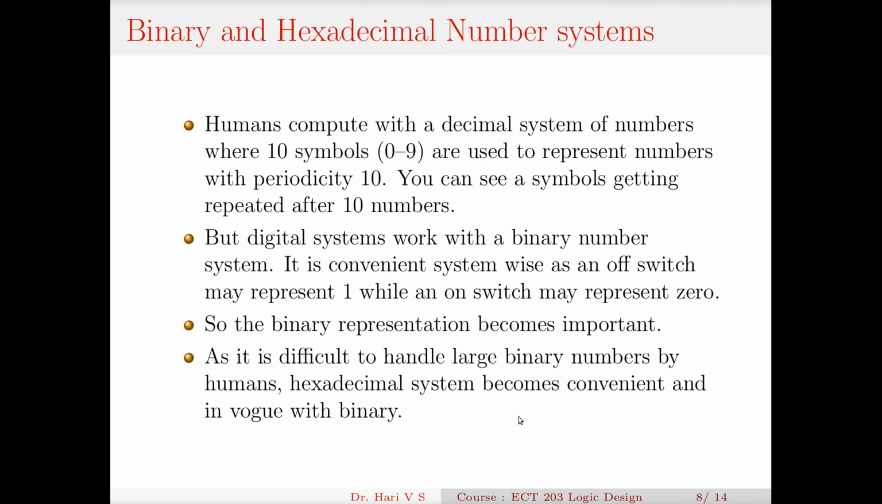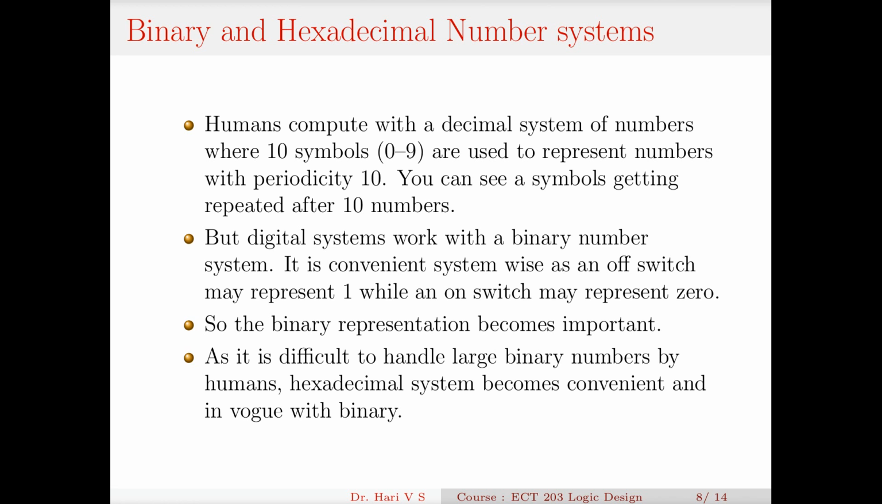Yes, and this number system you have to understand. Probably you learned in your school classes that humans operate with a decimal system. This decimal system of numbers was invented by Indians, although the Westerners call it Arab numerals. Actually, Arabs got it from India. So this is an Indian decimal system. This uses 10 symbols, 0 to 9.